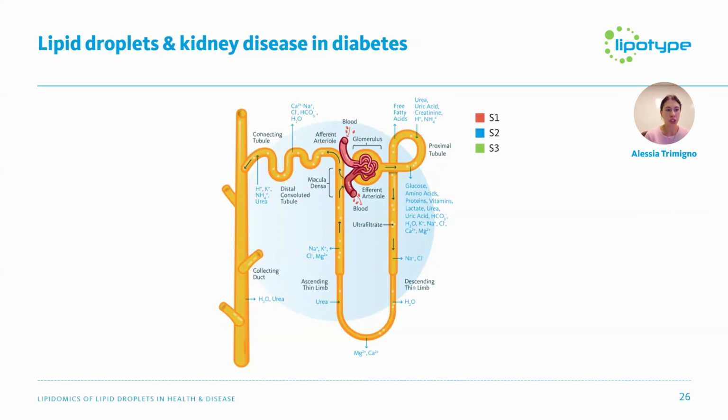This system needs energy, and this energy is provided by fatty acids that are stored in segments 2 and 3 that we see here as lipid droplets.